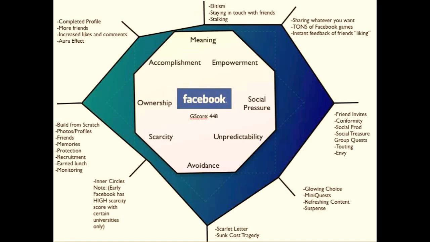Let's look at some examples. So when you are looking at a company, you can analyze how they do on each core drive. So let's look at Facebook. Facebook, you know, they're a little bit weak on meaning, they're a little weak on scarcity, but it has an amazing social pressure score. It has a little bit of unpredictability and empowerment, a little bit more than the 5 points mark. And it has a huge amount of ownership, right? Because you built your profile from scratch, all your friends are there, it's your profile, it's yours.